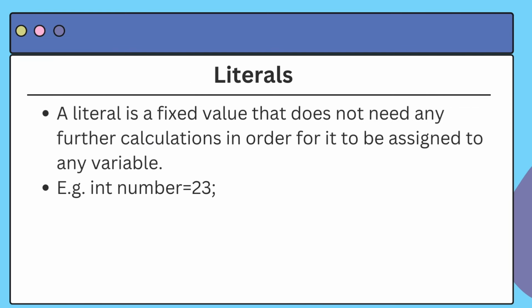Now let us understand what are literals. So a literal is a fixed value that does not need any further calculations in order to be assigned to any variable, right? So an example is int number equals 23, and here 23 is your literal, right? And it is fixed, right? We are not calculating and deriving it, right? It is just the number, right? And we will understand literals using a program, right?